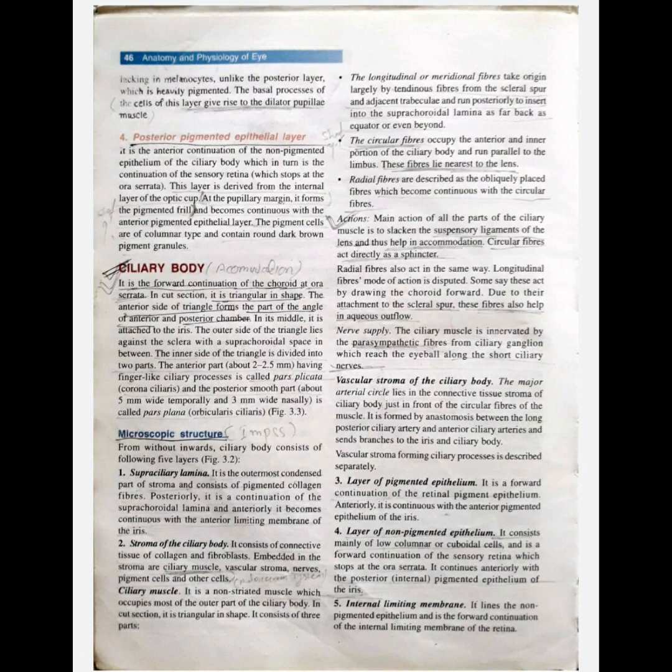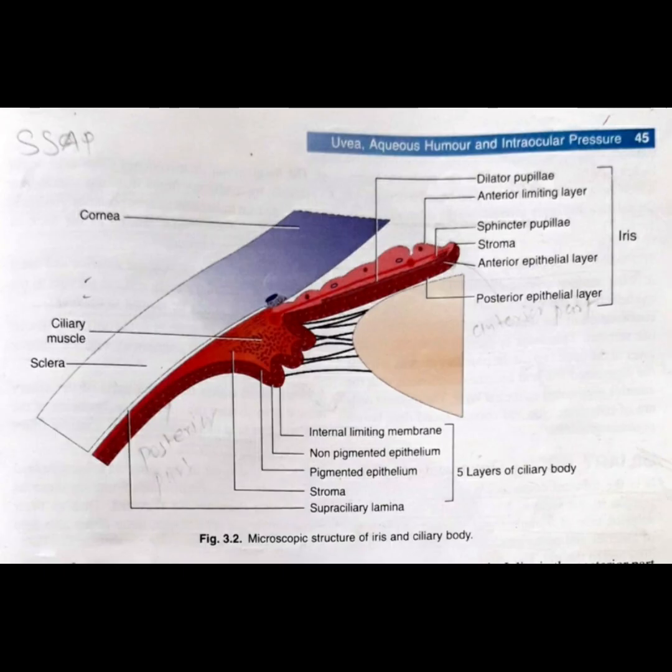Now let's talk about the stroma of the ciliary body. It consists of the ciliary muscle. The ciliary muscle is responsible for the phenomenon of accommodation. Why? Because it can slacken the suspensory ligaments of the lens and thus help in accommodation.